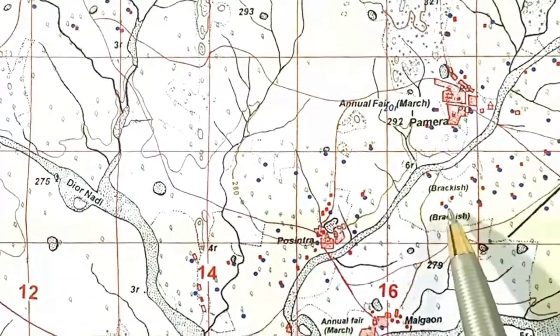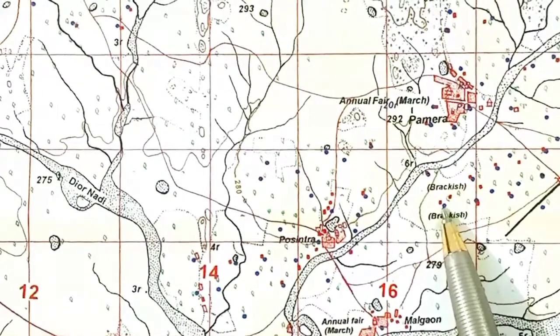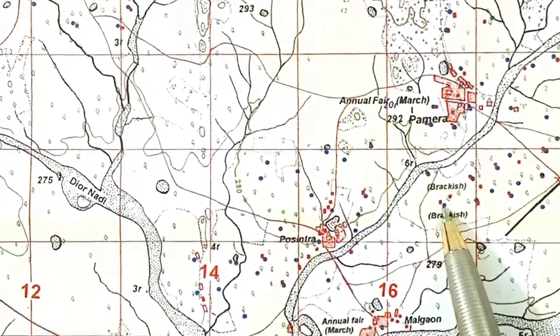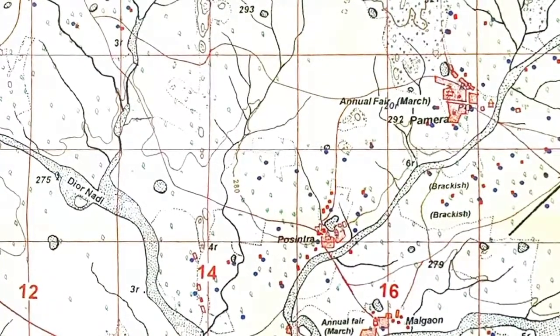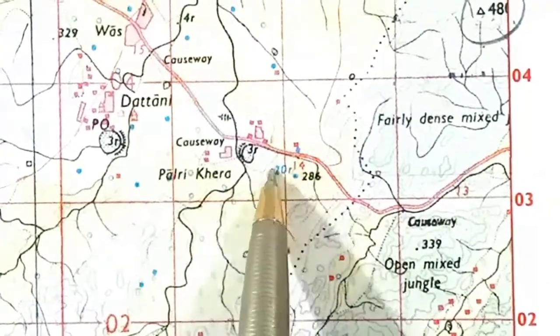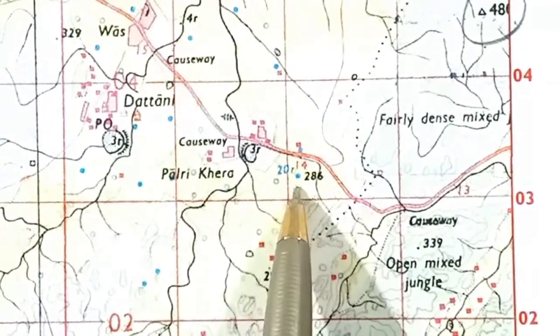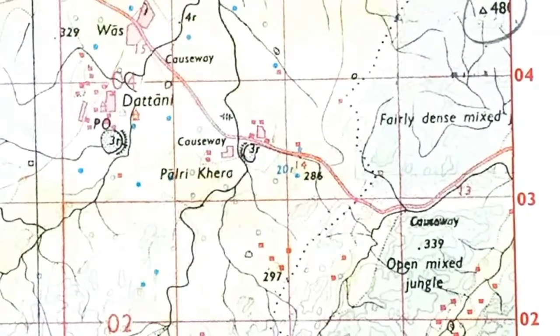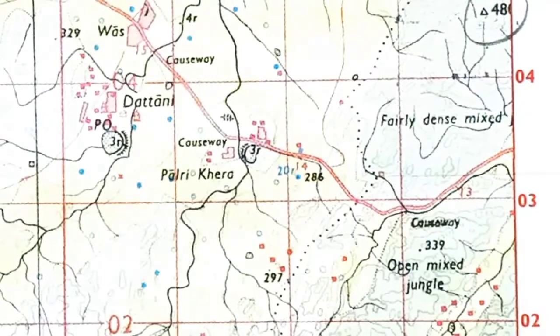Here we can see the word brackish mentioned next to the well. So this well, due to excessive evaporation, has water with a very high salt content. Therefore this well is known as brackish. Here we can see 20R written in blue next to a lined perennial well. This is written to indicate the depth of the well in meters. So this is how the different features of wells are represented in a topographical map.